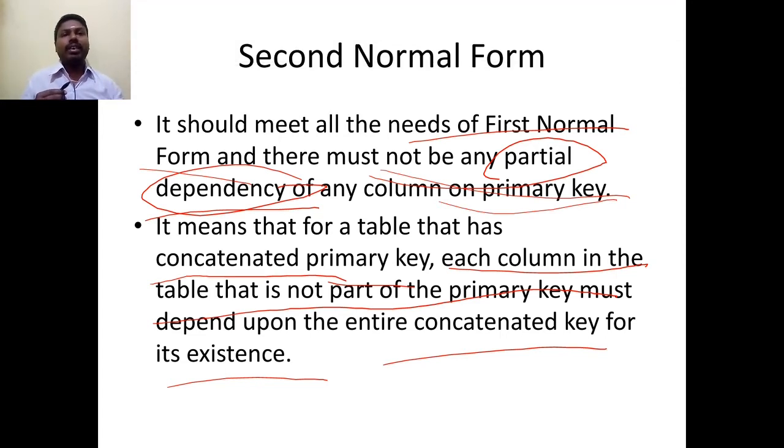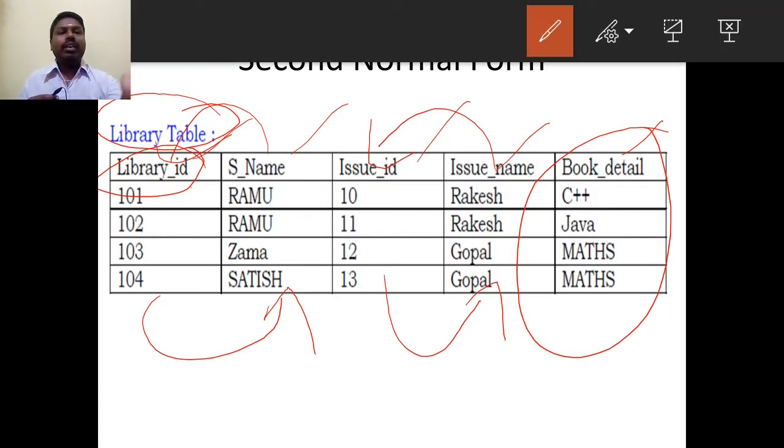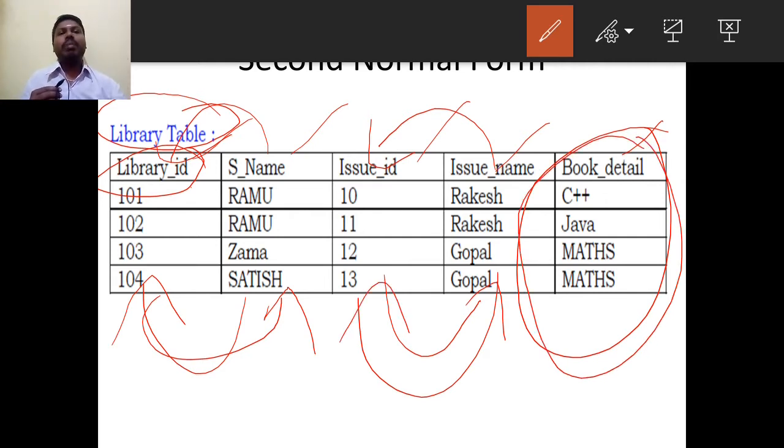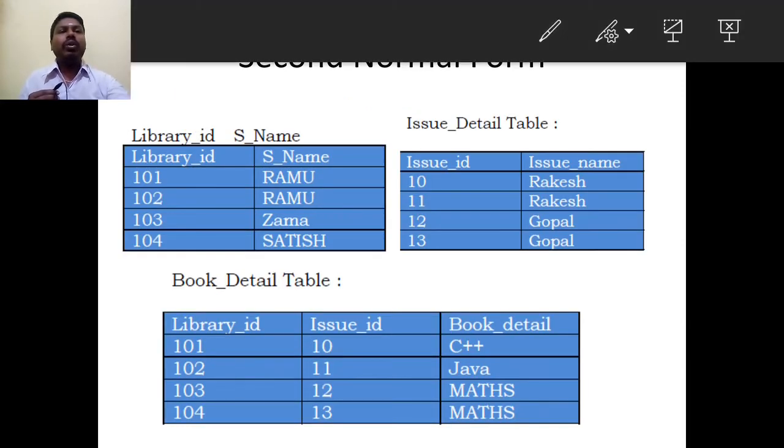We know that partial dependency means some part is not dependent. So here you can see the student name depends on library ID, the issuer name depends on issuer ID, but book detail is not depending on any primary key. This is called partially dependent. It should not be like that according to second normal form. So we split it into three tables. You can see library ID and student name. Clear?